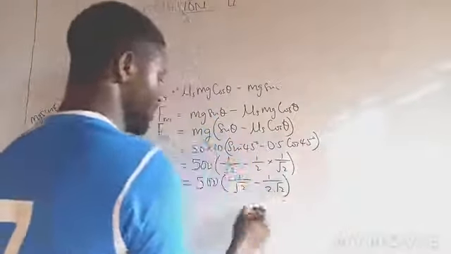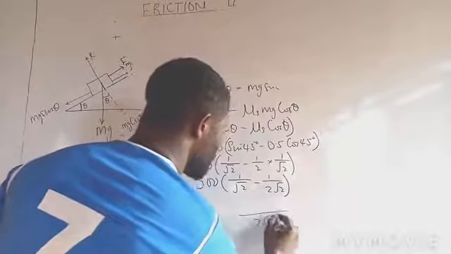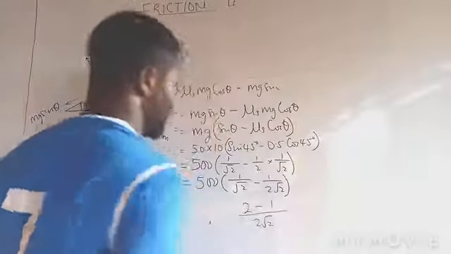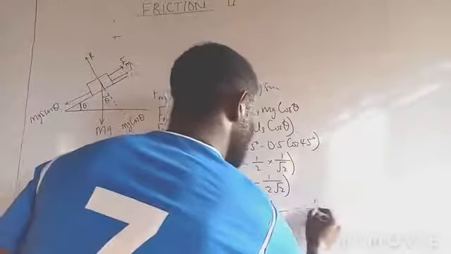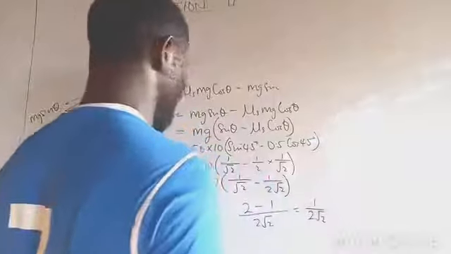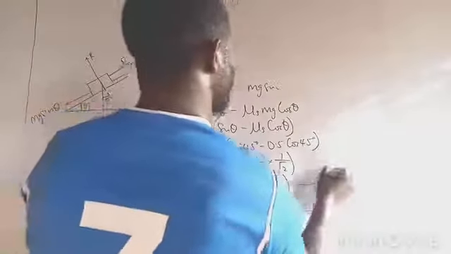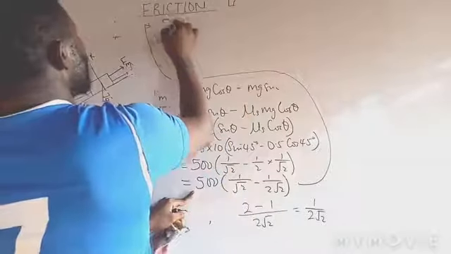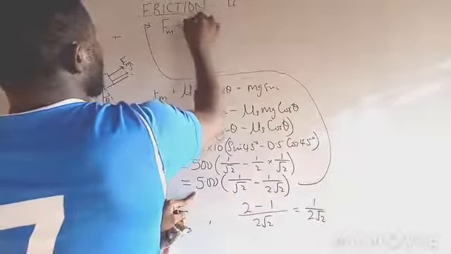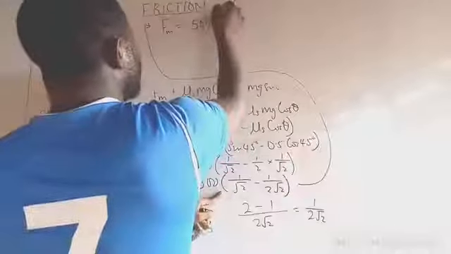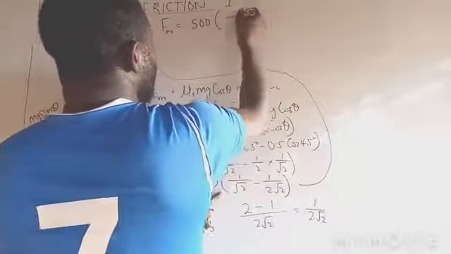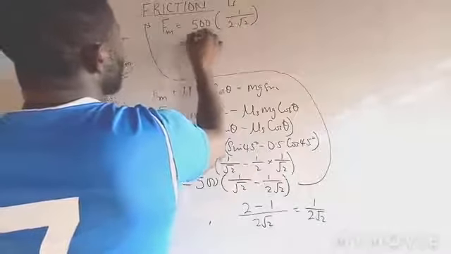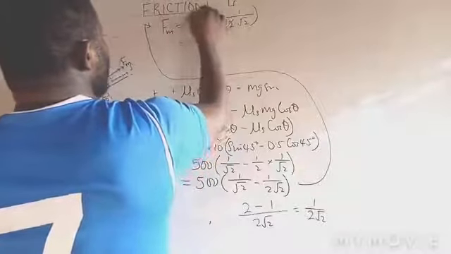What's the LCM of this? We have 2 root 2 to be the LCM. This one will give me 2. This one will give me 1. And I have 1 over 2 root 2. So that means from here, my minimum force required is equal to 500, open brackets, 1 over 2 root 2. This will give me 2 here 1, 2 here 250.